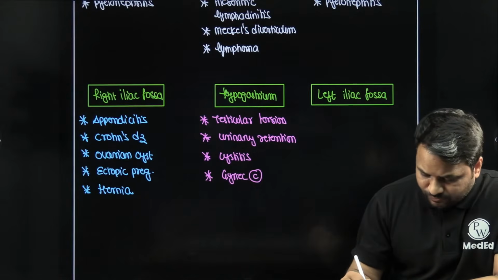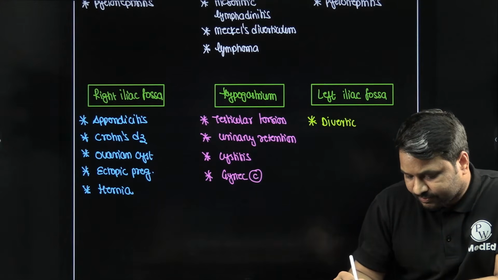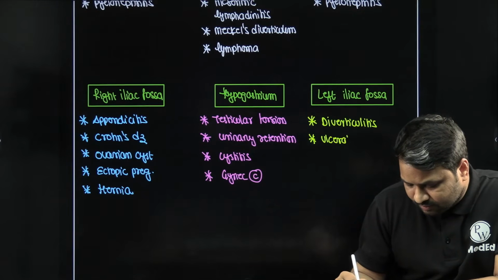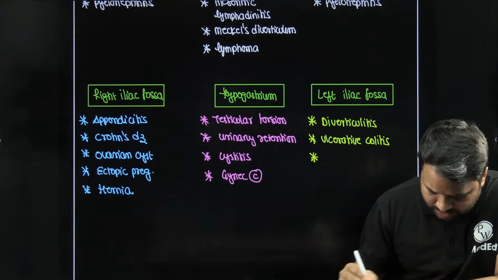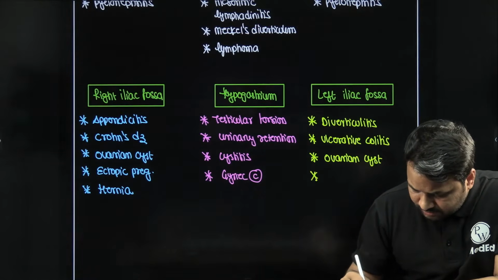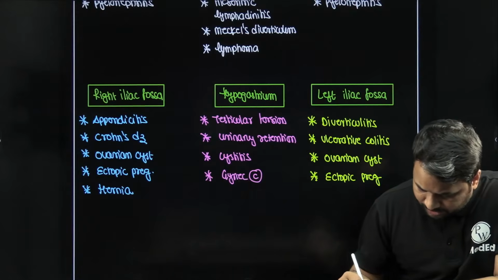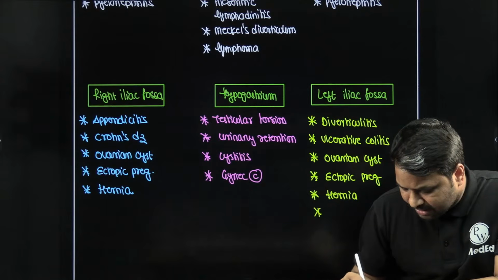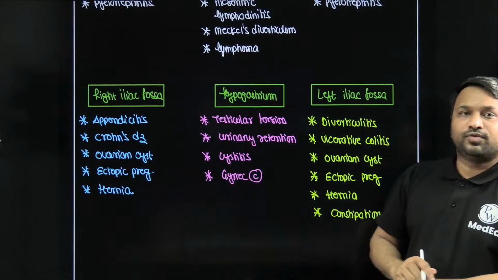The last one is in the left iliac fossa. You have the sigmoid colon. In the sigmoid colon, we are worried with diverticulitis, secondary to ulcerative colitis, again ovarian cyst and ectopic pregnancies on the left side, and hernia. Sometimes the pain that is associated with constipation will also be seen in left iliac fossa, right?